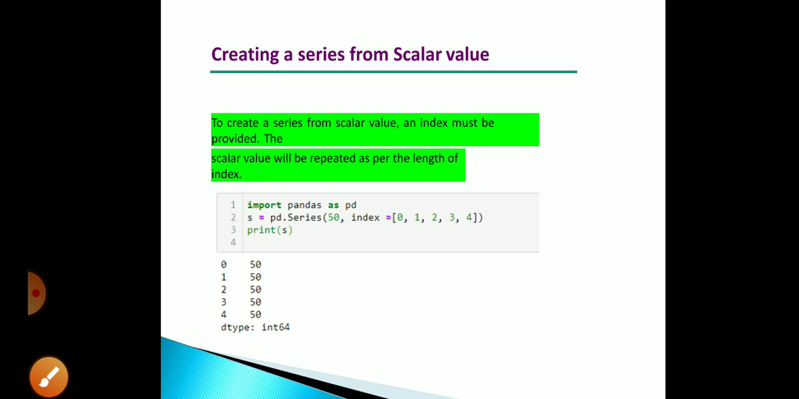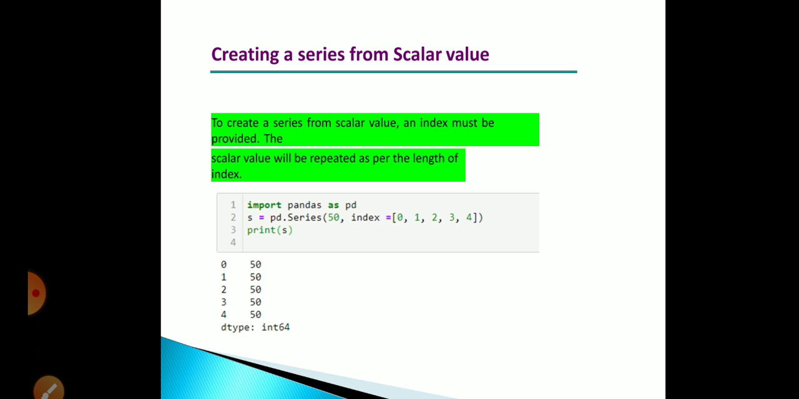Next, creating a series from a scalar value. To create a series from a scalar value, an index must be provided. The scalar value will be repeated as per the length of the index. How can you create a series from a scalar value? Import pandas as pd. Since it is not the array structure, it is the series structure. A scalar value means it cannot be changed. The value cannot be changed.